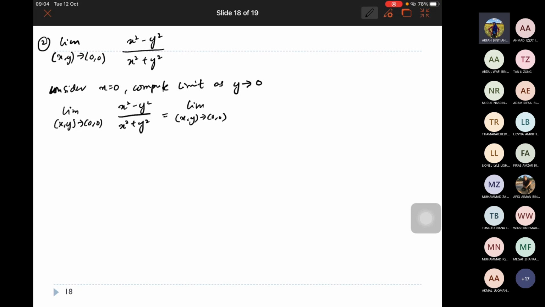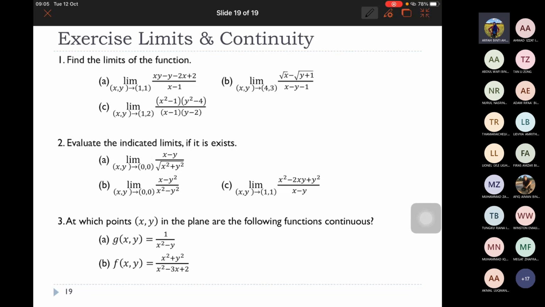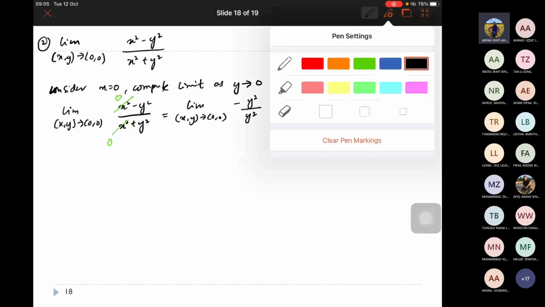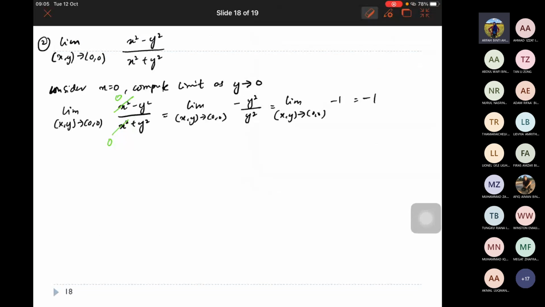So, substitute x equal to 0 here and here. It will become negative y squared over y squared, which equals the limit of x, y approaches 0, 0 of negative 1. So it will equal negative 1. So this is the value of the limit when x equals 0. Okay, so now you try.